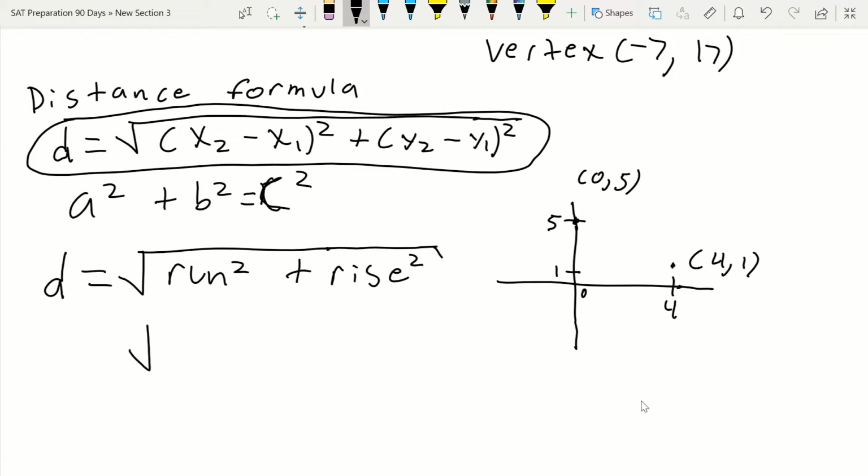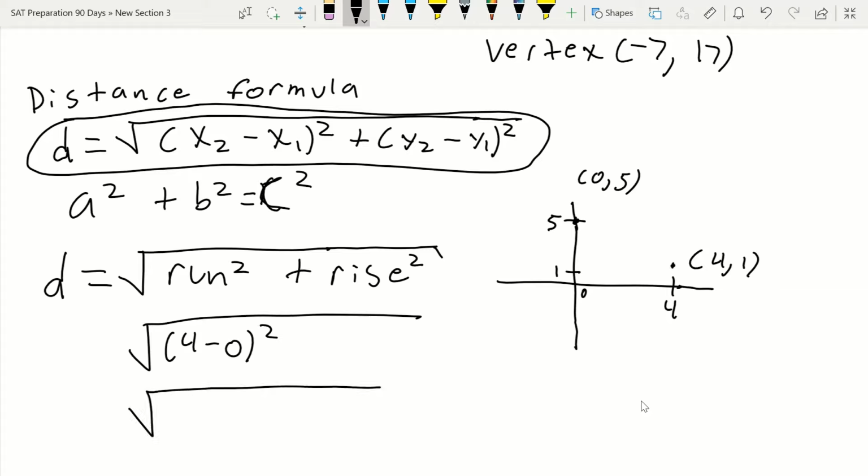Well, what's our run? We see that we went over 4 because we have 4 as our x2, and we have our x1 of 0. So it's going to be 4 minus 0 squared, which is going to be 4 squared. And we have plus our rise. We see that we go from 5 down to 1. Now keep in mind this value is squared, so it doesn't matter which way you look at it. It's a difference of 4. So we can go ahead and do plus 4 squared.